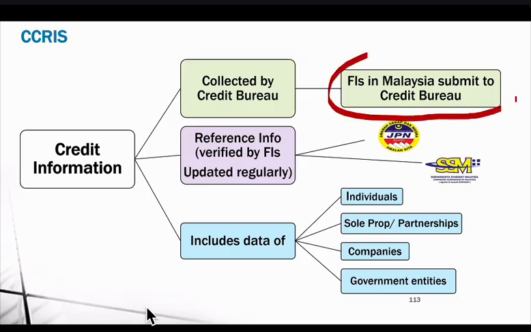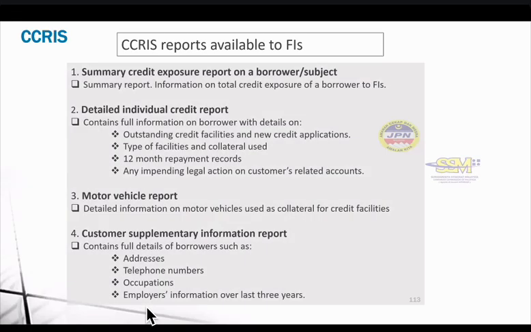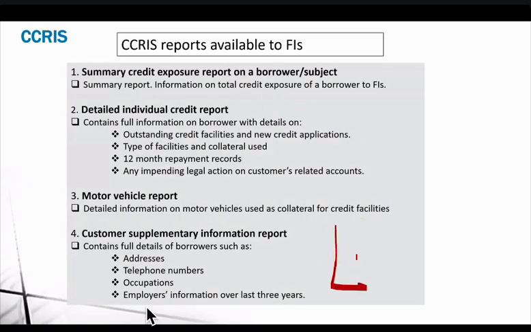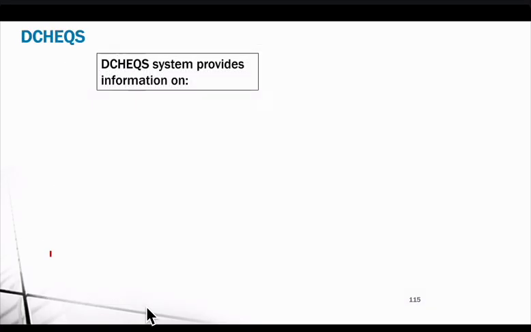Credit information is collected by the credit bureau. FIs in Malaysia submit to the credit bureau here. Reference information for JPN and SSM. So these are two examples of non-banking institutions to verify information. Mark this slide down, this one will be an exam topic. What are the 4 types of report? Summary credit exposure report, detailed individual credit report, motor vehicle report, and customer supplementary information report. These are the 4 reports available to FIs.